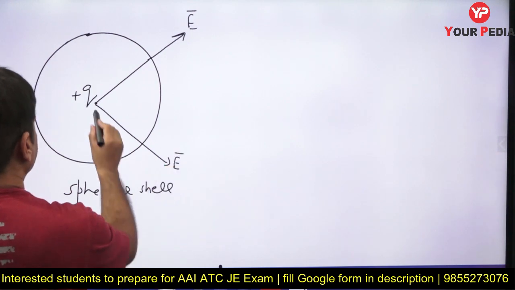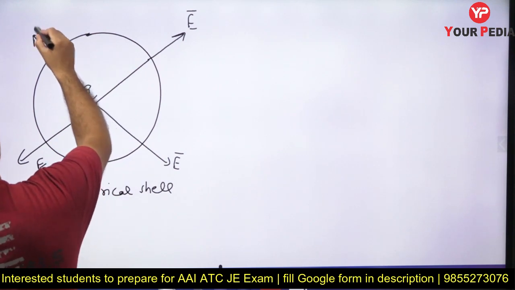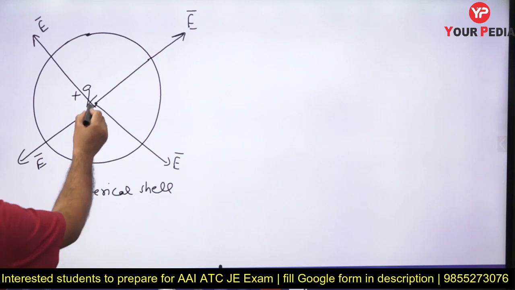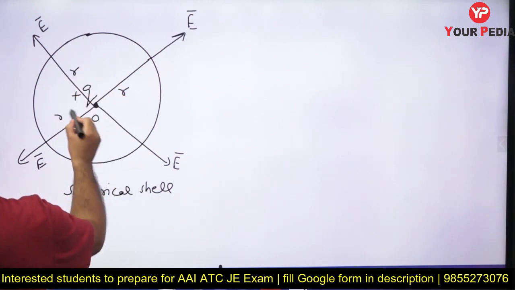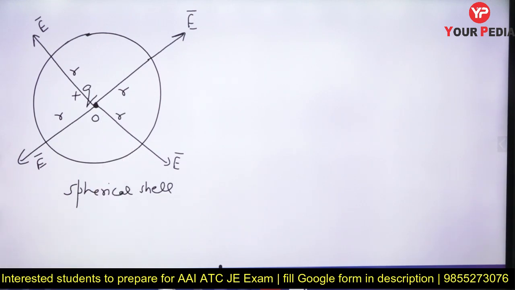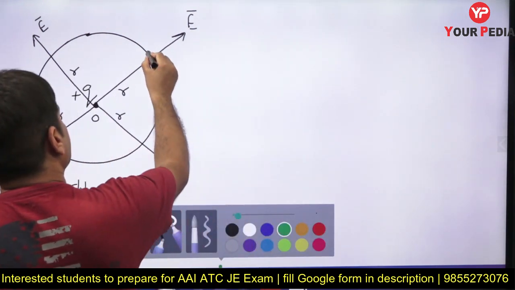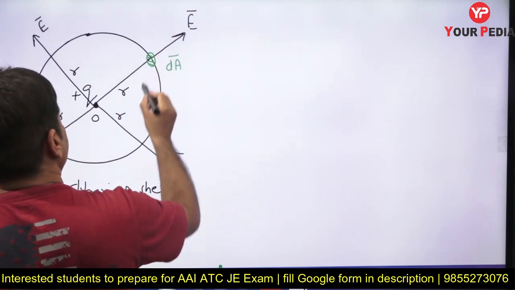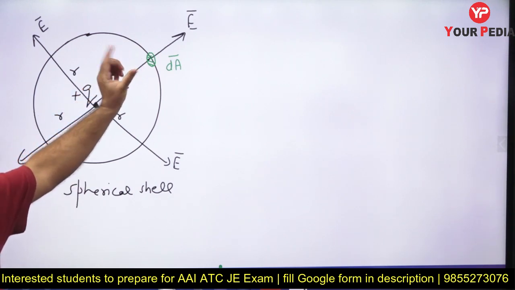It has electric field lines all over. Because it is positive charge, electric field lines will be going in all the directions away from this particular charge. I assume that it is symmetrically located at the center. Let us say O is the center and the radius is R. Now how to find out the electric flux because of this charge? First we take an elemental area, let us say dA, and we want to find out what is the electric flux coming from this elemental area.